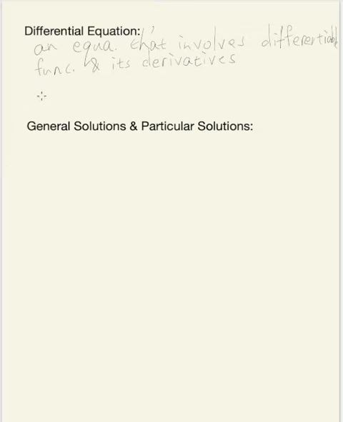So this is a differential equation. It's just an equation that involves differentiable functions and its derivatives. Let's see an example. A simple example would be something like this: y prime plus 2y equals 0. Say y is a function of x, then y is a differentiable function, and y prime is the derivative.